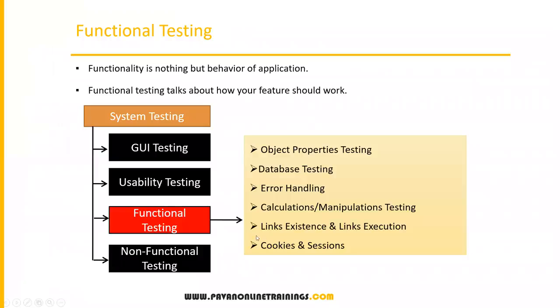So the next one is links existence and links execution. These last two are especially related to web applications, guys. If you are working with mobile applications or desktop applications, these two are not applicable. But if you are working with web applications, we have to concentrate on these two things. Let us see what exactly links existence and links execution are. Normally in a web application, you can see some links, and where exactly the links are placed, a few things we have to focus on here.